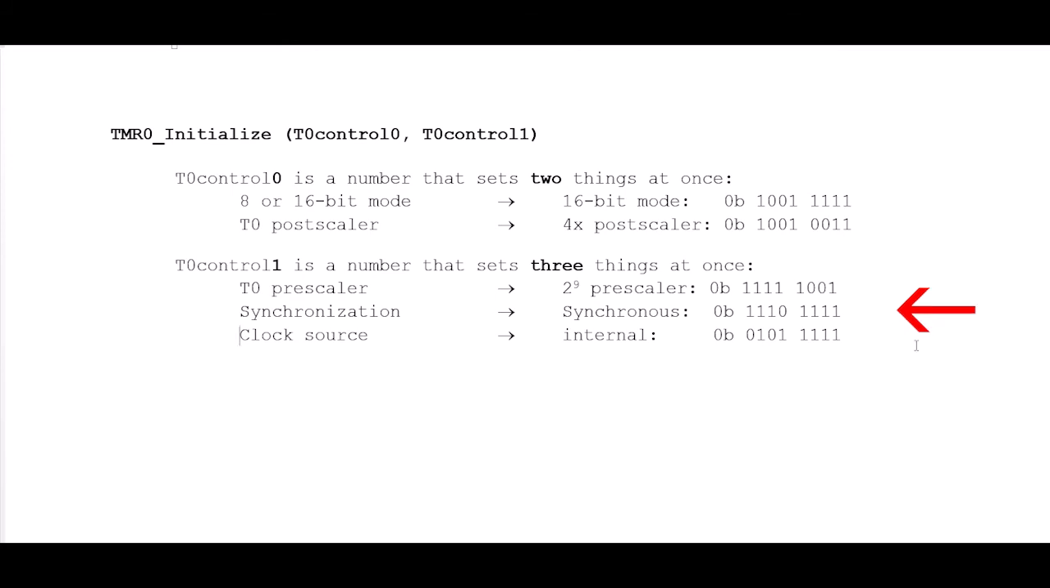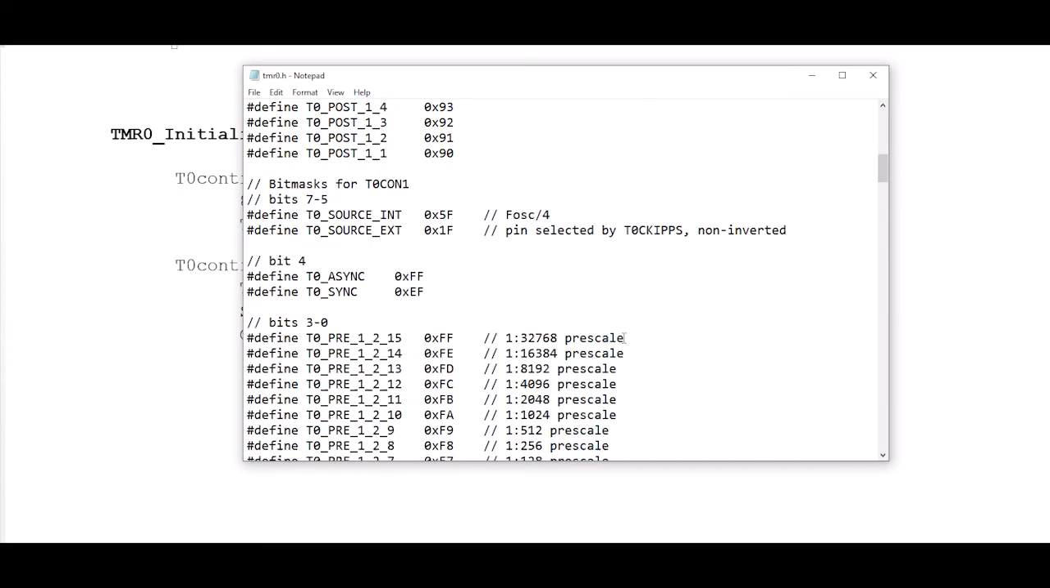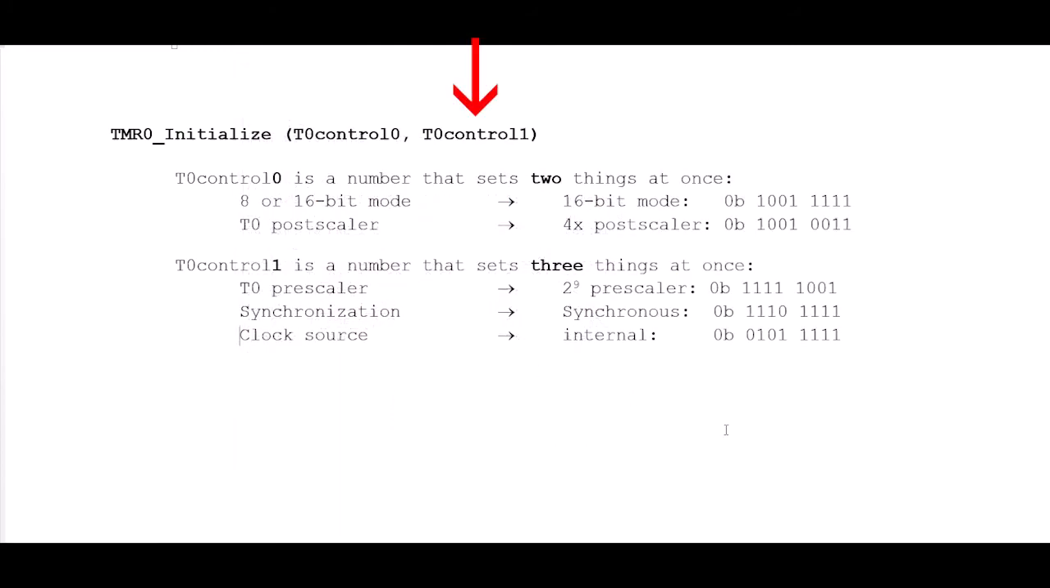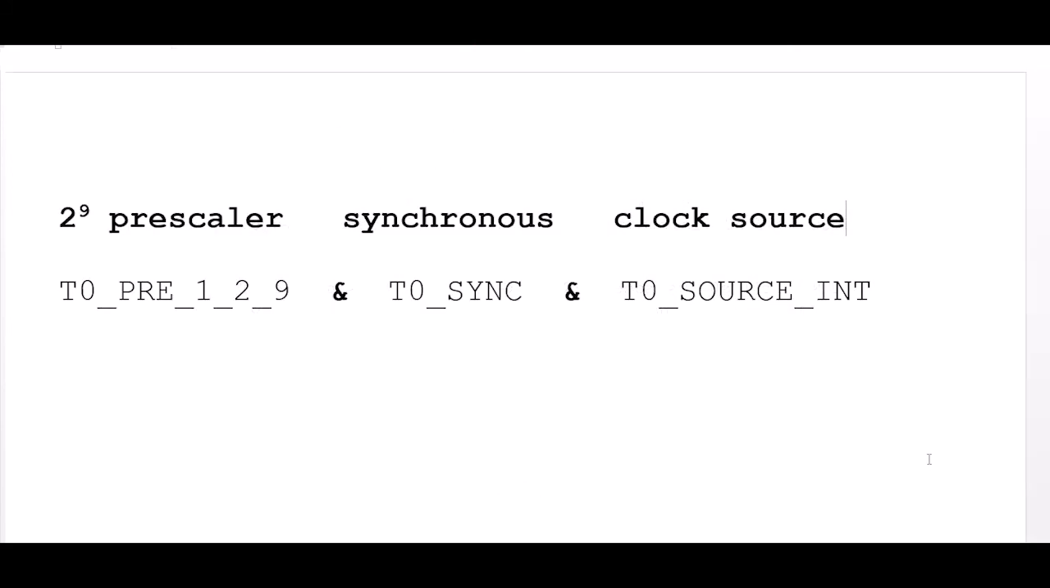So we've got these three numbers, and we could do a bitwise AND operation on all of them, but we don't need to. Because back in that tmr0.h file, if we scroll down a little more, we start seeing those constants as well. So there's one for the internal clock source, there's one for an external clock source. There's also one for asynchronous or synchronous mode, and there's a whole bunch for the prescalars. So for example, for t0 control 1, if we wanted specifically these settings, we can just AND three constants together like this. So the 2 to the 9 prescalar would be this constant, and it gets ANDed into the constant for the synchronous mode, and also ANDed into the constant for the internal clock source.